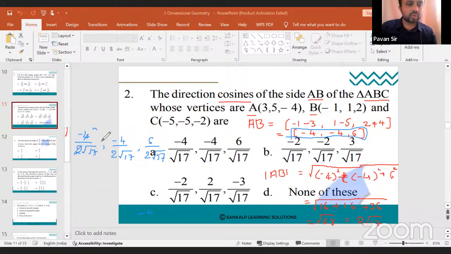2 ones are 2, 2 twos are 4, so minus 2 upon root 17. Minus 2 upon root 17. 2 ones are 2, 2 threes are 6, so 3 upon root 17. Which answer is right? Option B is the correct answer: minus 2 upon root 17, minus 2 upon root 17, 3 upon root 17. Option B is the correct one. Yes, Vedavati, Kavya, your answers are right.